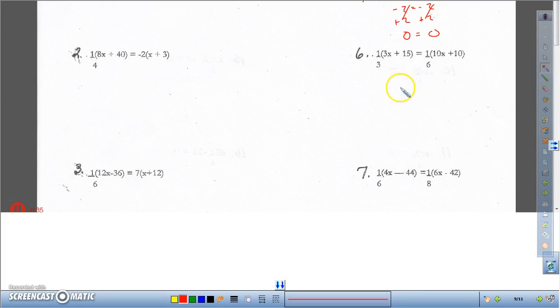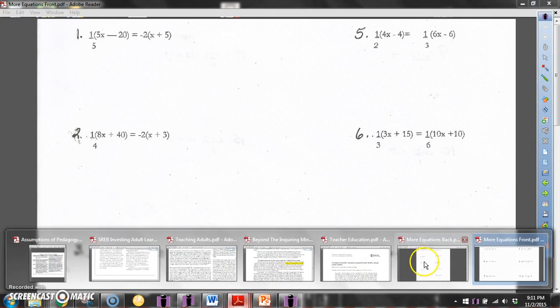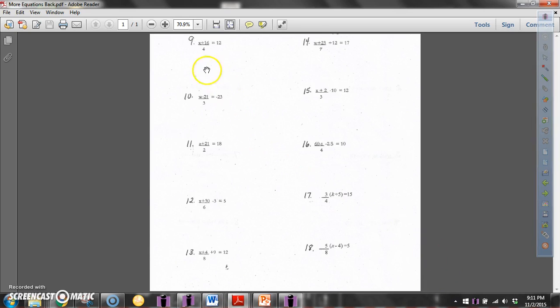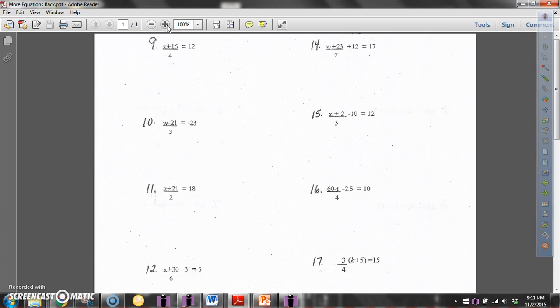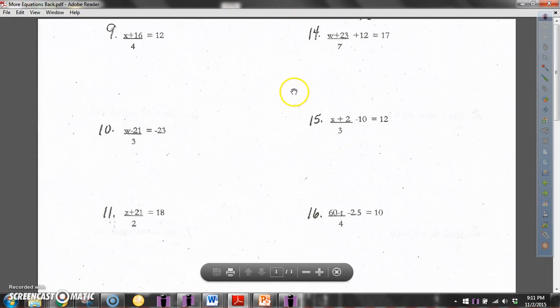Alright, so 6 through 8 on the front side here are similar to number 4, so we're going to skip those and go ahead to the back of this page. This is a little bit different than anything we've seen thus far, just in the way that the problem is being presented.